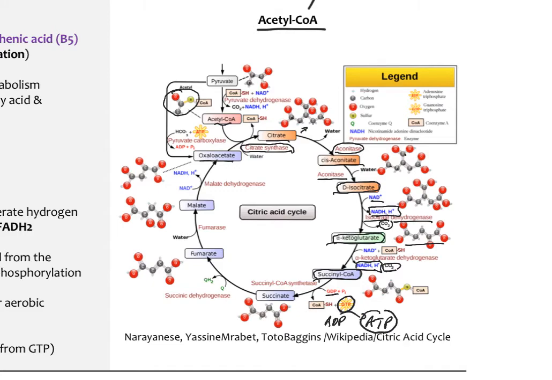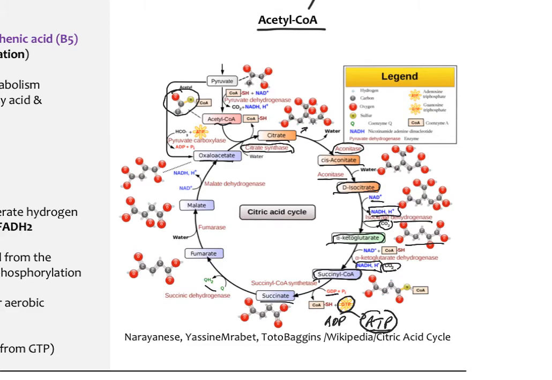Remember that glucose yields 2 molecules of pyruvate, 2 molecules of acetyl-CoA. So for every molecule of glucose, we essentially can go around the cycle twice. Anyways, so we make, in this case, an ATP molecule. Then we get through the action of succinyl-CoA synthase, succinate. Let's not talk about this here just yet.